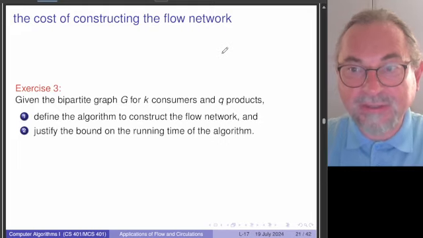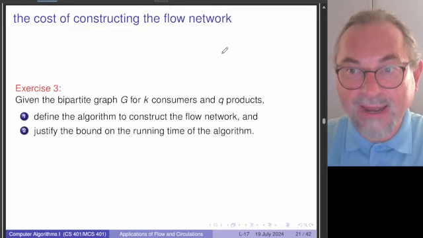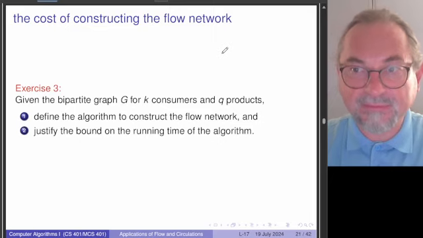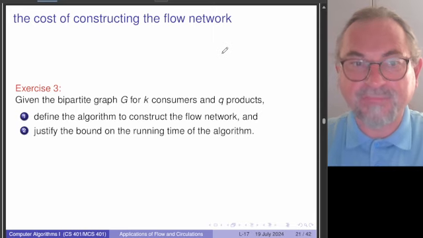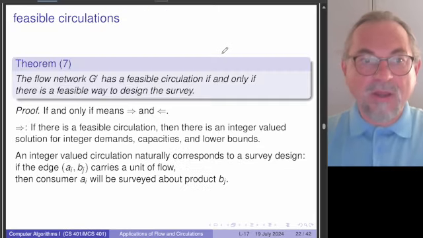And it's also depending on the total number of edges, which is k plus q, because that's the number of edges that you add. And k plus q is actually the total number of edges, n. So it's linear in the size of the original graph. So that's the point here.